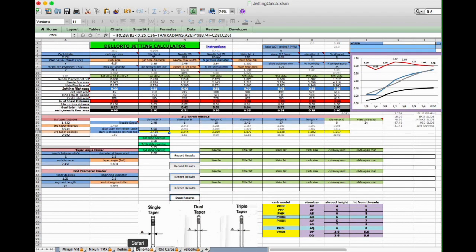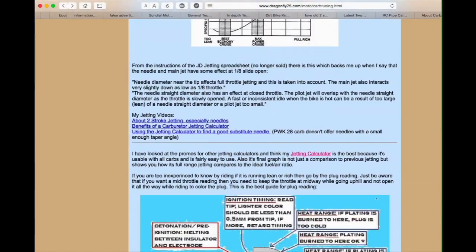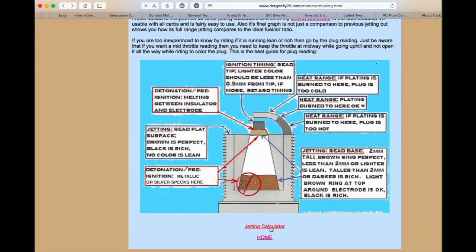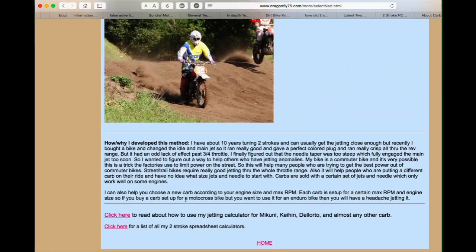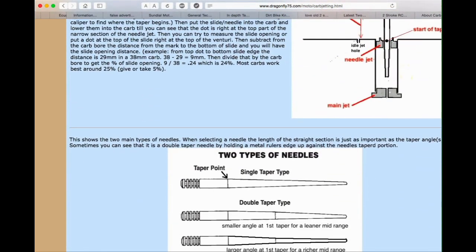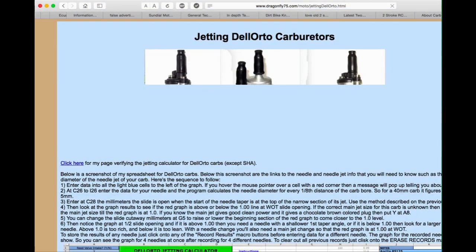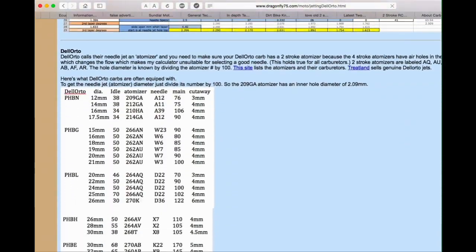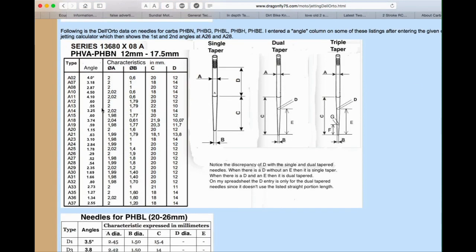So if you go to my website, you can find the Del Orto page. And on that page, it will tell the atomizers available for the different models, and it will list all of the needles.